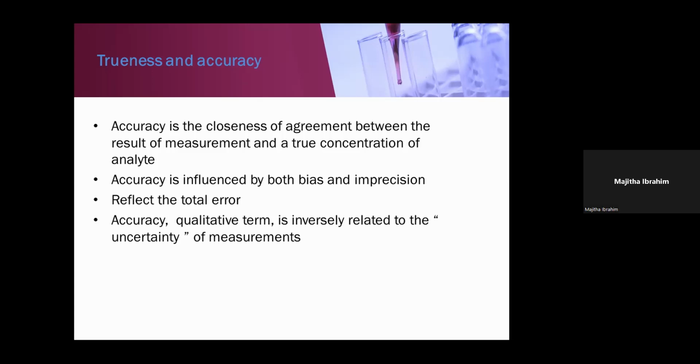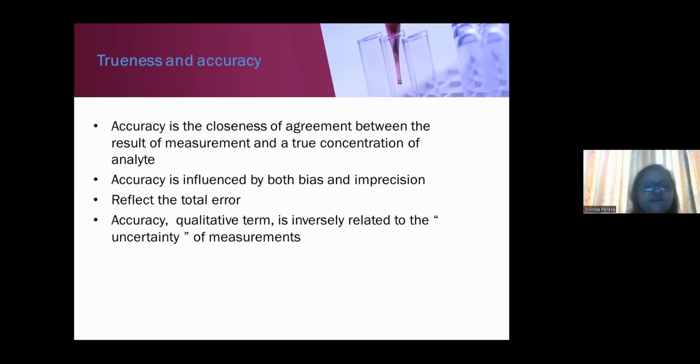The accuracy quality term is inversely related to the uncertainty of measurements. So if the accuracy is low, it is inversely related to the uncertainty. When the accuracy goes down, the uncertainty goes up.